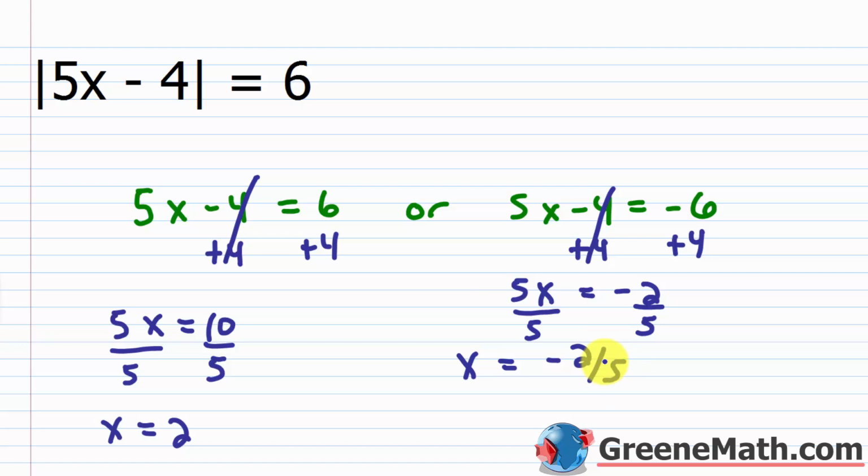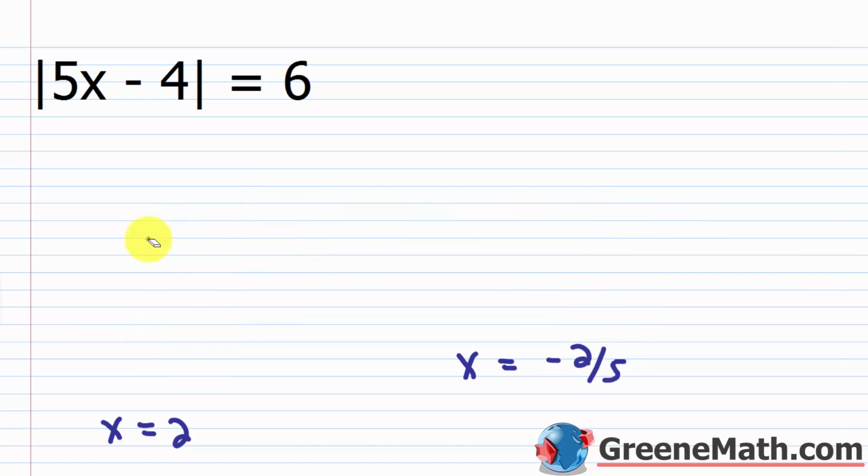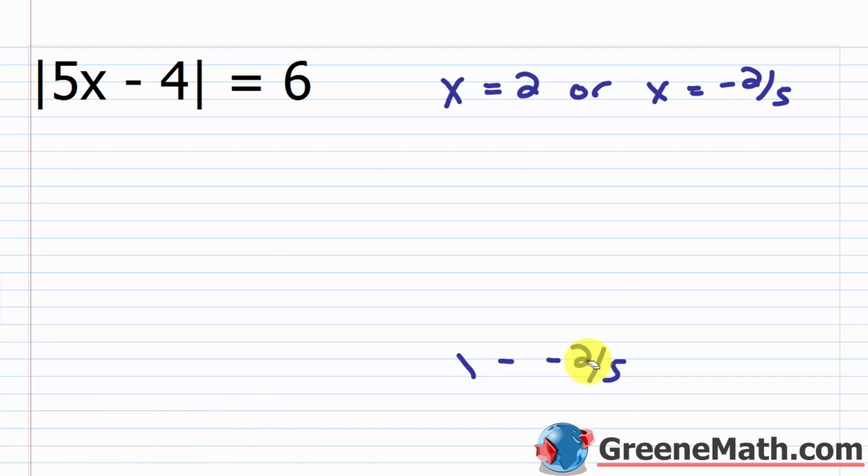All right, so let's erase these. So I'm going to go ahead and say that x is equal to 2 or x is equal to negative 2/5, like that. Again, you can write it that way. You can use the solution set notation. A lot of books do that. Or you can also just say that x equals 2, comma, negative 2/5, right?